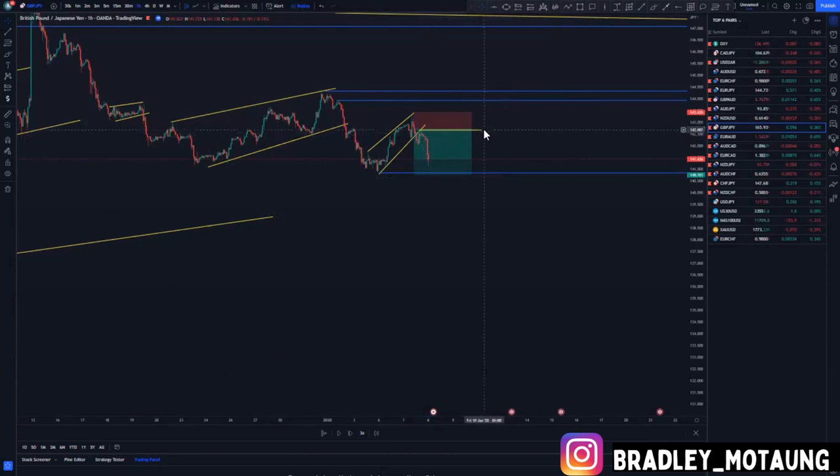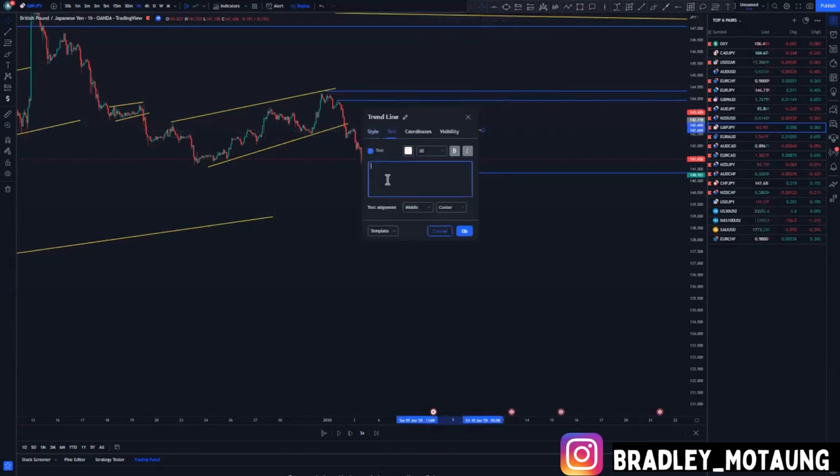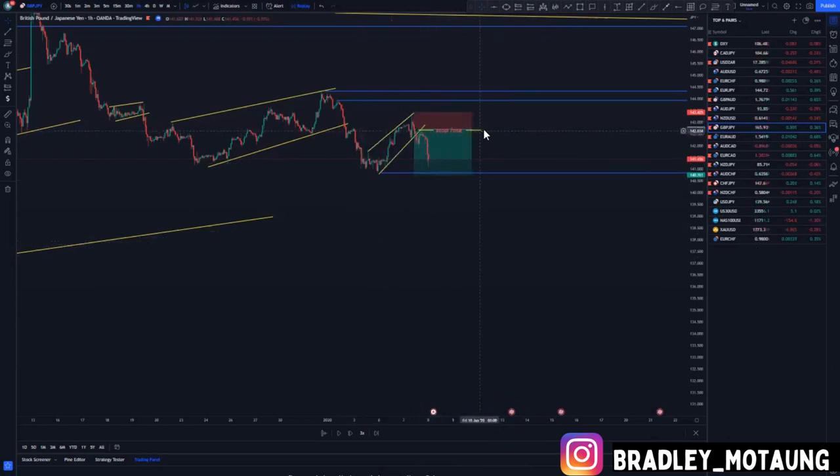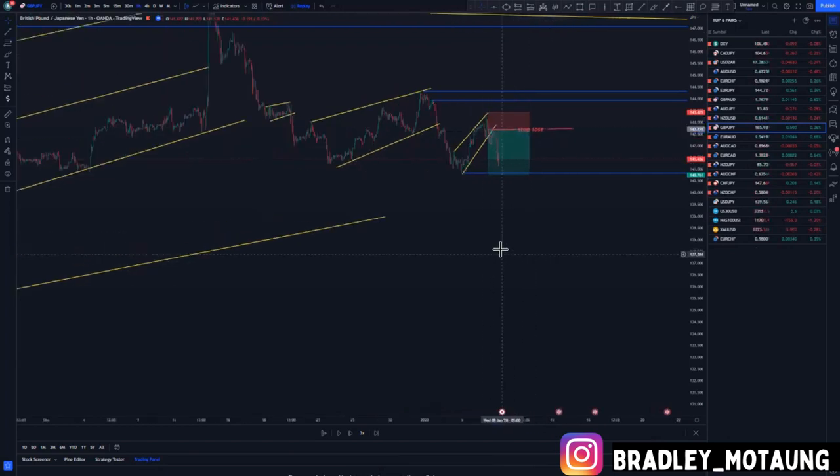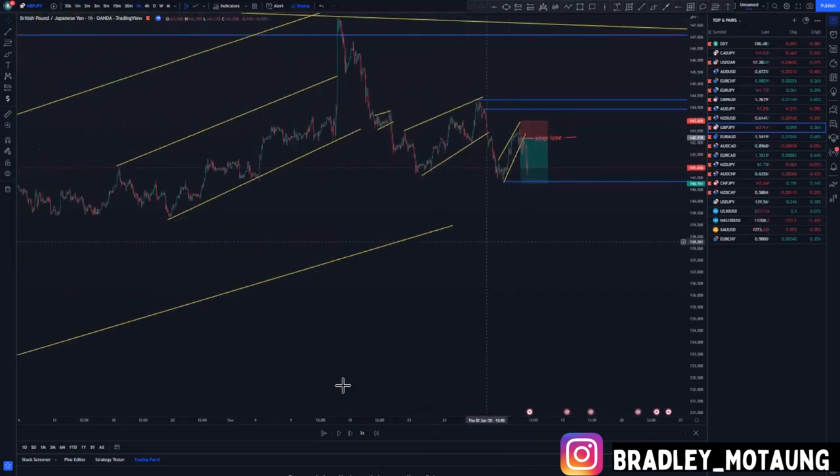Let me just do this. So now I'm just editing, like putting a stop loss and making a trade. Okay, so yeah, this is the stop loss. And after hitting the first target, we just move your trade to break even. Yeah? Let me just do this.